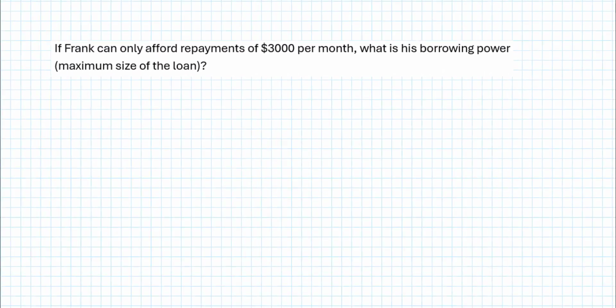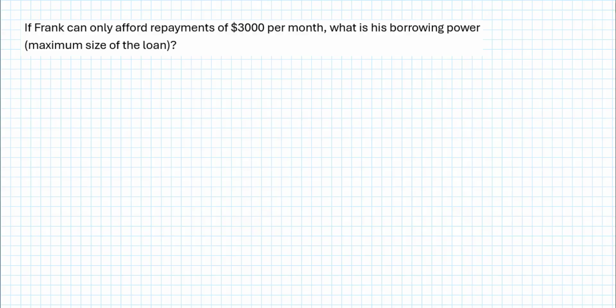Now, my question actually has a second part. If Frank can only afford repayments of 3,000 per month, what is his borrowing power? So what's the maximum loan that they would give him, given that he can only afford 3,000? So assuming everything else is the same, and this is the second part of the question, I don't have to go and redo everything.